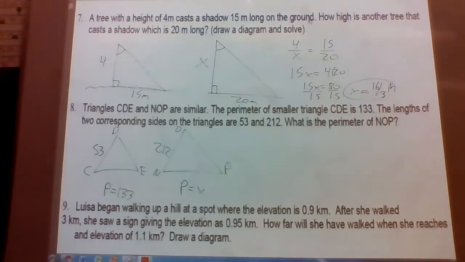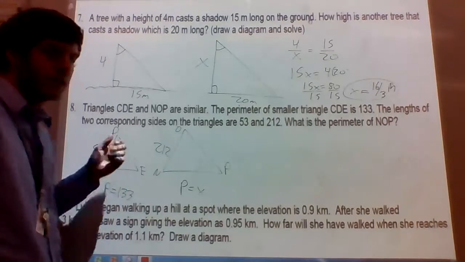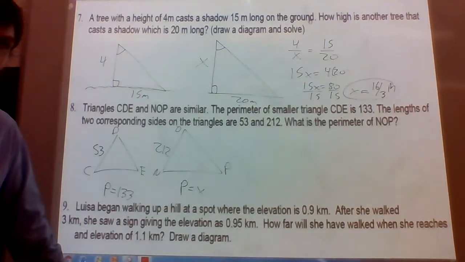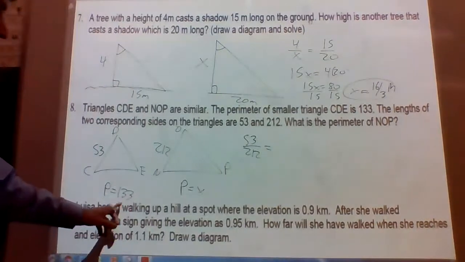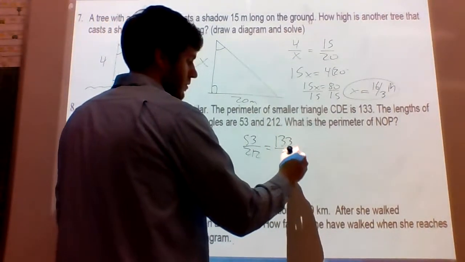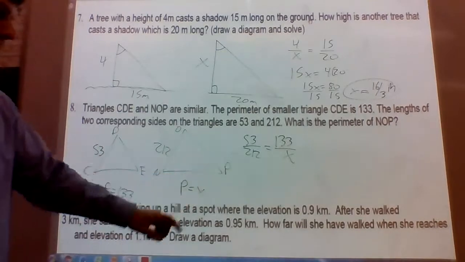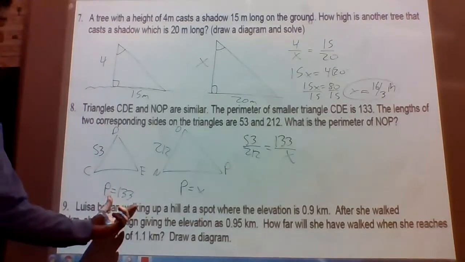And again, just like the second way we did number 6, since we have corresponding sides, the ratio of the corresponding sides is going to equal the ratio of the perimeters, because the perimeters are coming directly from the sides themselves. We're adding the sides up for each of them, and since those sides are proportional, the ratio comparing the two perimeters is going to be the same as the ratio of the corresponding sides. So 53 over 212 is going to equal 133 over x. These are corresponding sides. And since we did 53 first, we have to have 133 on the numerator.